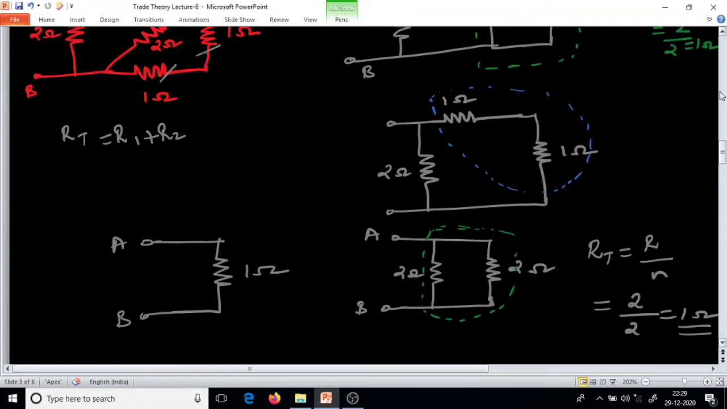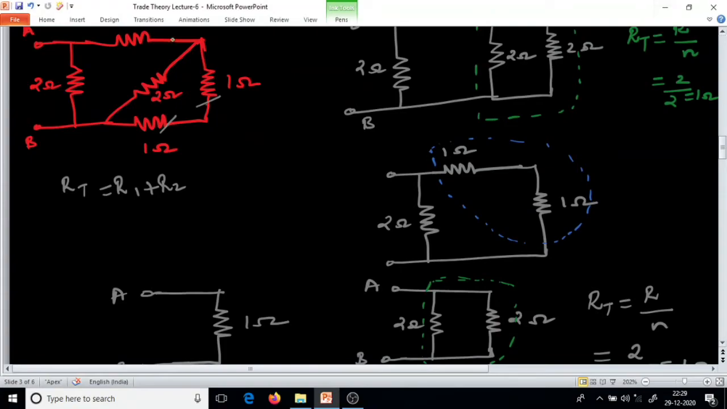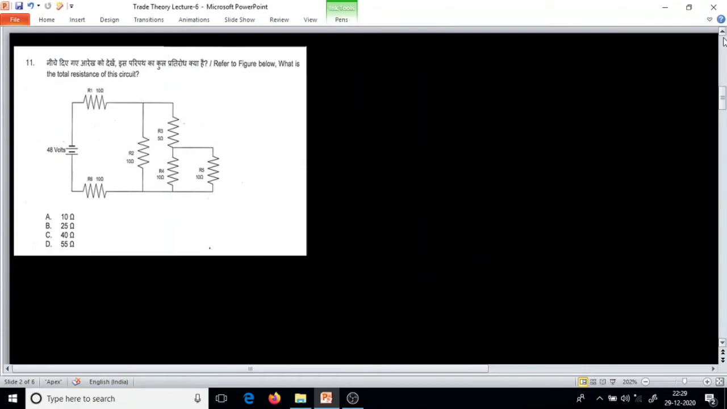So this complicated combination of network is finally replaced with an equivalent network. This is how we simplify the series-parallel combination of resistors. We will see one more problem. Okay, this is another problem.